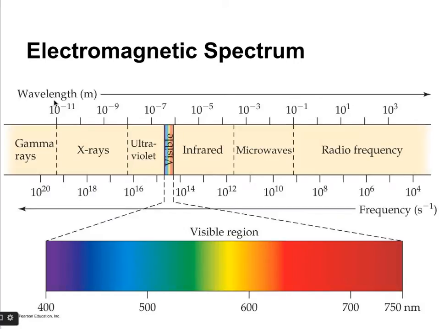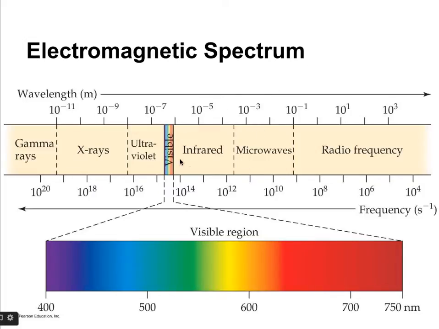This is a representation of the electromagnetic spectrum, going from very short wavelength on the left to very long wavelength on the right side. So things like X-rays and gamma rays have very small wavelengths, which means very high frequency, which you can see by looking at the bottom of the chart. Remember, the smaller the wavelength, the higher the frequency. And as the wavelengths get longer, the frequency gets lower.